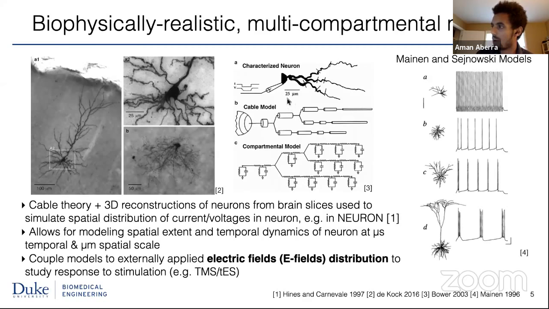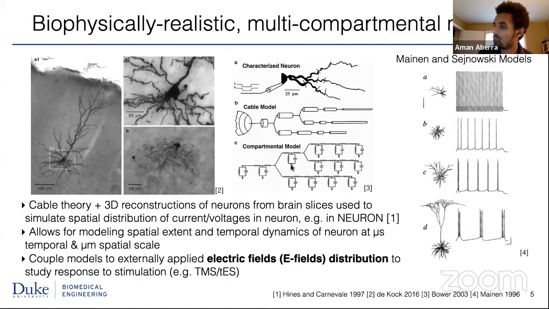The advantage of these models for this type of study is that they allow us to capture the spatial extent of the neurons, which determines where they're positioned in the electric field and how the electric field couples to the model, as well as the temporal dynamics at a microsecond scale. This is down to the level of detail of the ion channel models, which we solve numerically, and typically are Hodgkin-Huxley type models.